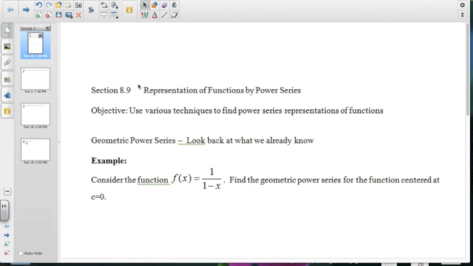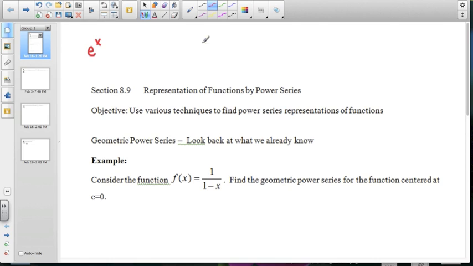So as we look at power series and how we can take non-polynomial functions and write polynomial approximations and also write them as power series, I just wanted to remind you of the three non-polynomial functions that are very common and that you'll see time and time again. Those are the functions e to the x, sine of x, and cosine of x.